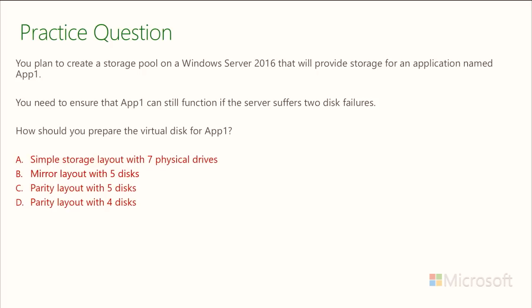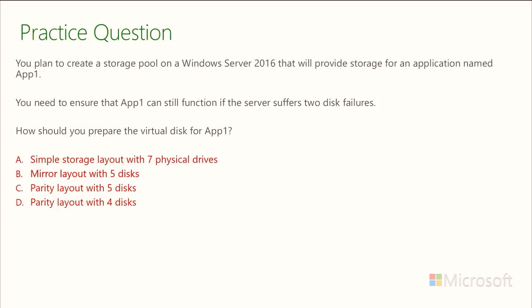Now, what's important there is that you need to make sure it can have 2 disk failures instead of just 1 disk failure. So do you want a simple storage layout with 7 physical drives, a mirror layout with 5 disks, a parity layout with 5 disks, or a parity layout with 4 disks? And the answer here is actually going to surprise some people, I think. The answer is B, it's a mirror.